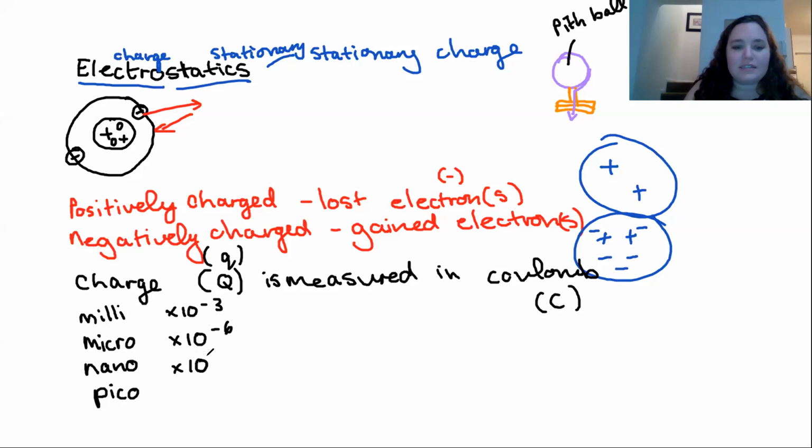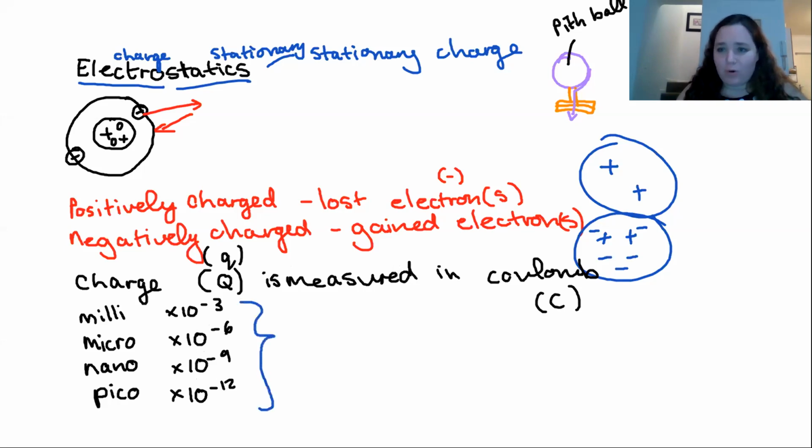Nano means times 10 to the negative 9. And pico means times 10 to the negative 12. So we're going to be dealing here with quantities that are usually a lot smaller than 1 Coulomb of charge. I cannot emphasize to all of you just how important it is that you've memorized this.